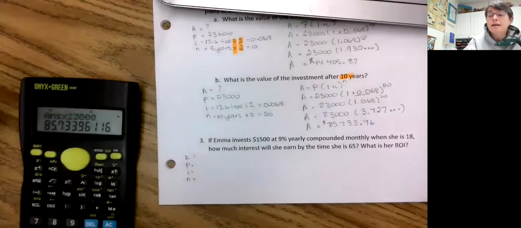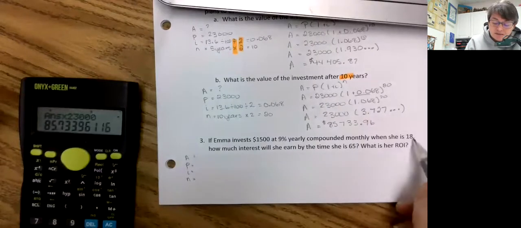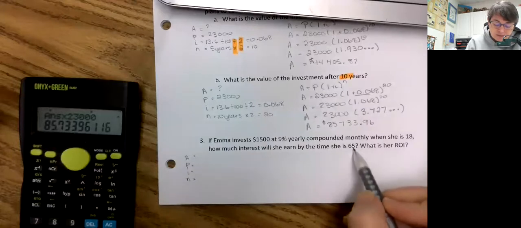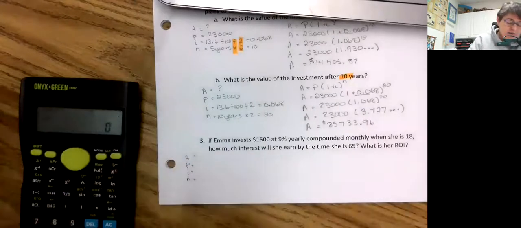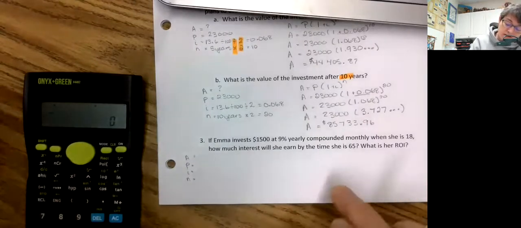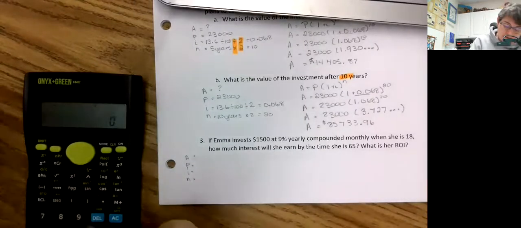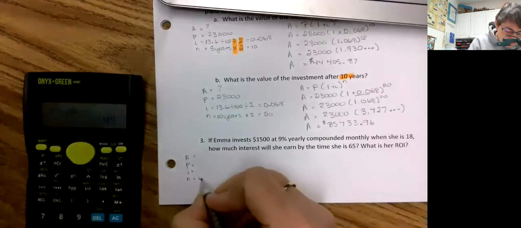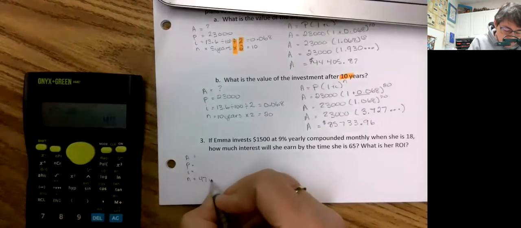So anytime that you have something with 2 dates in it, right? She does it when she's 18, and she talks about when she's 65. Okay, as I say, every time, but 95% of the time, you're just going to have to subtract. You need to know how many years that was invested. So 65 minus 18 is 47 years.